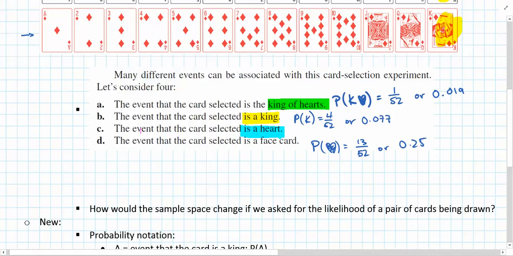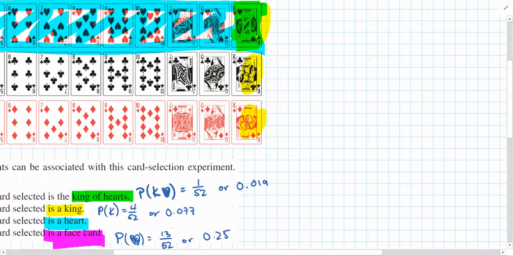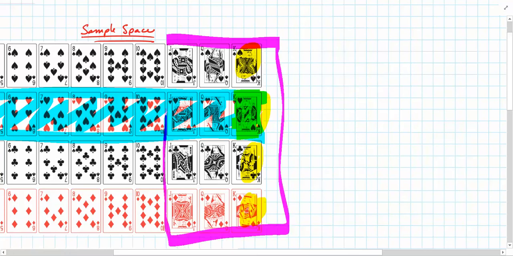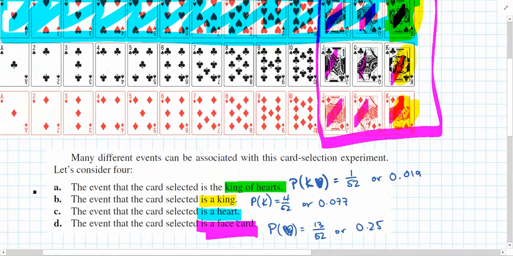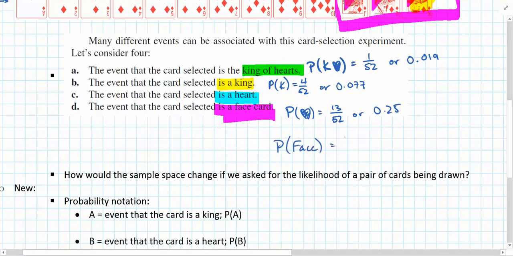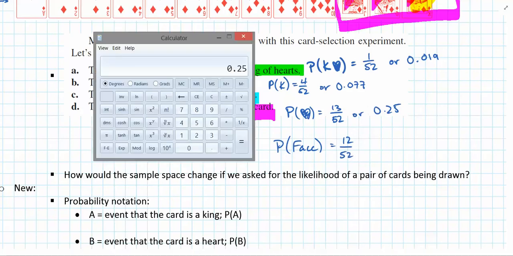Now, for our last example, we would like to know the probability that the card selected is a face card. A face card is all of these, the ones with the royals on them. So how many do we have here? 1, 2, 3, 4, 5, 6, 7, 8, 9, 10, 11, 12. There are 12 chances that you get a face card. So the probability of a face card is 12 out of 52. Now this should be just slightly less than 0.25. 12 out of 52 chance is 0.231.